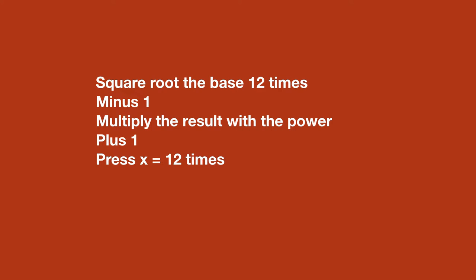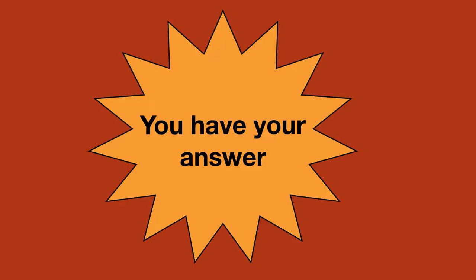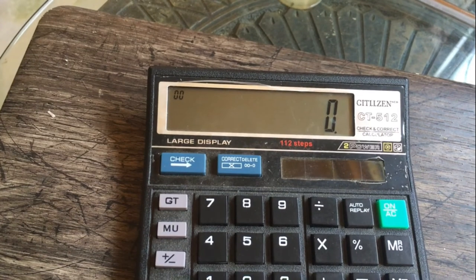Step 1, square root the base 12 times, subtract 1 from the result, multiply the result with the power, add 1, and press into equal to 12 times on your calculator, and bingo, you have the result. Let's see how it works.